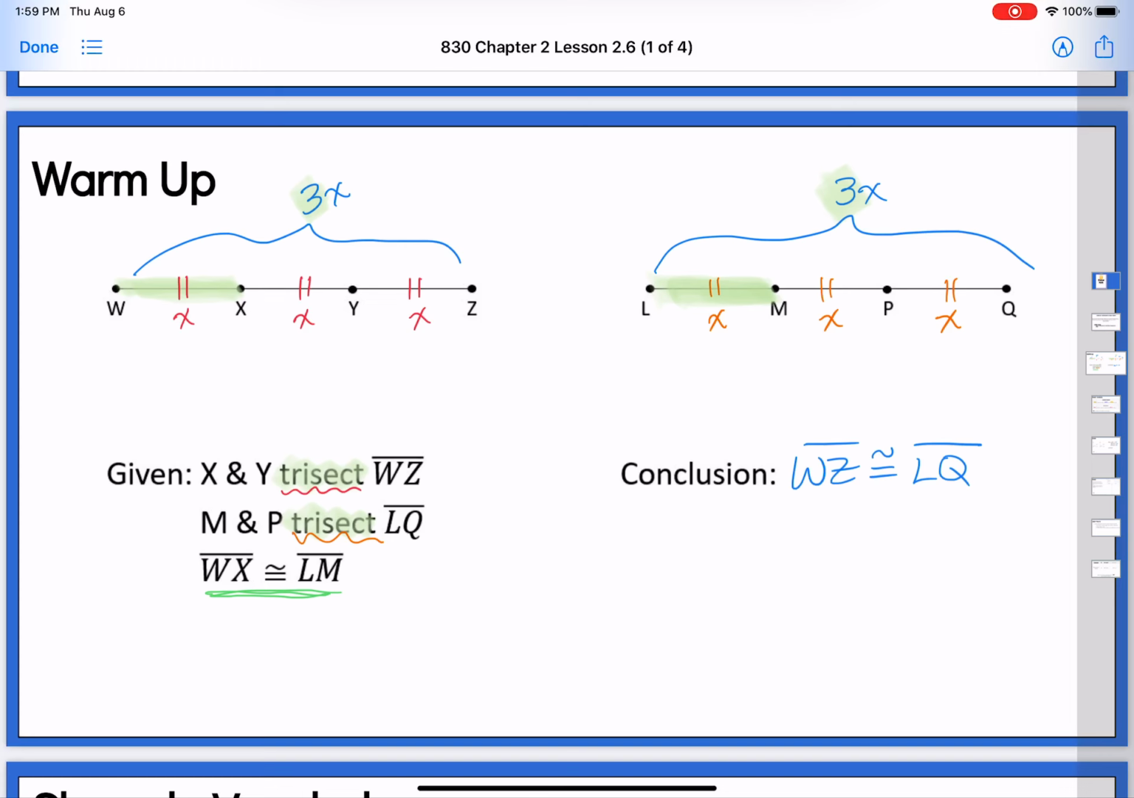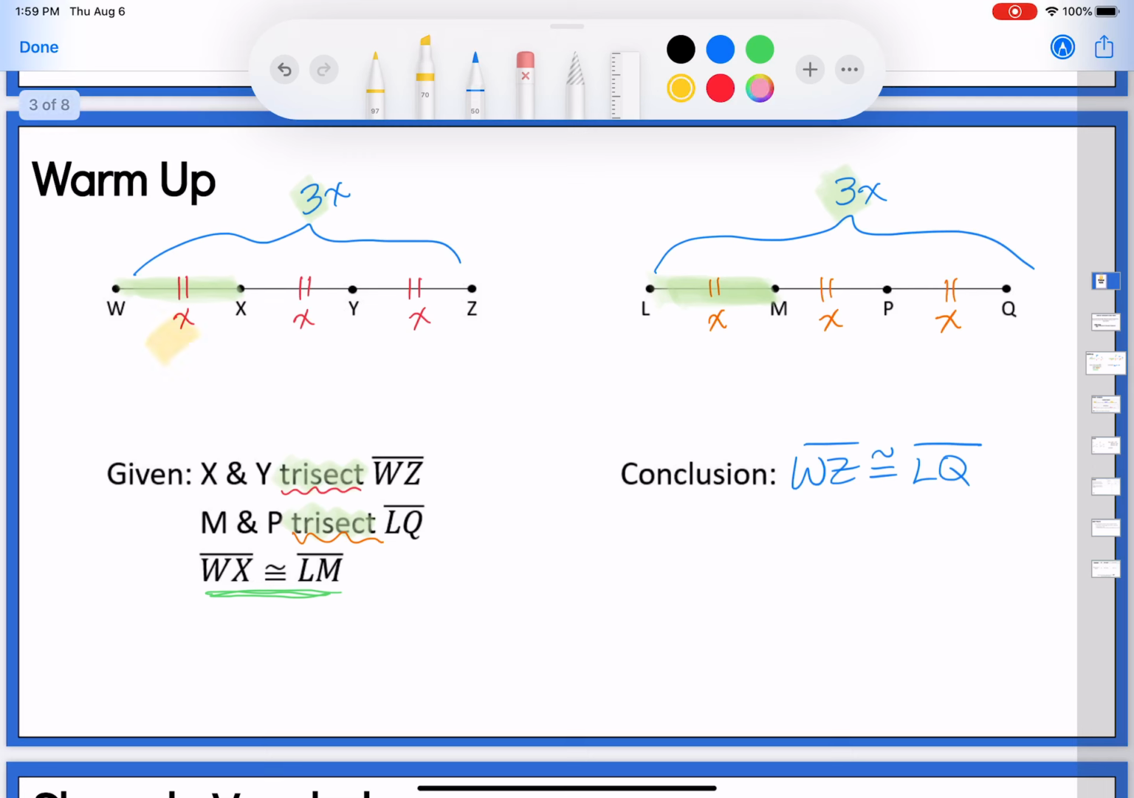If I didn't know that they were trisected, I just had some points on there, then it all falls apart because it wouldn't be x, x, and x, all three on the left here, right? These wouldn't all be x. It might be x and 5 and 12, and we don't know. It was that word trisect that split it evenly.